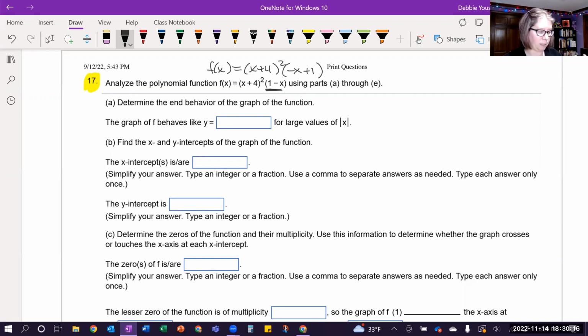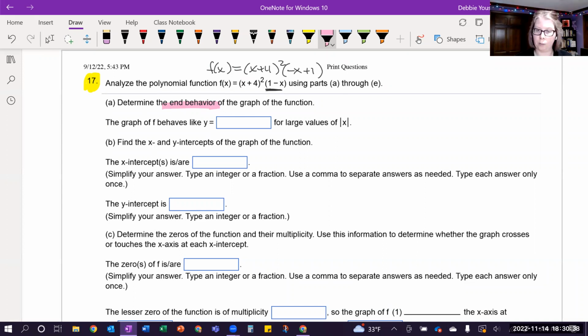So I have a negative x plus 1. So this says to determine the end behavior of our graph. And it says that this graph of f behaves like y equals blank for large values of x in absolute value. So what this means is if you were to go out to the very end of your graph, where does the end of your graph point?